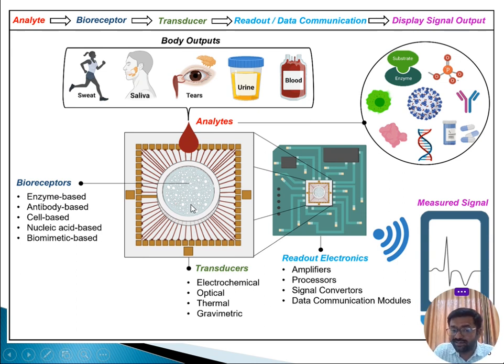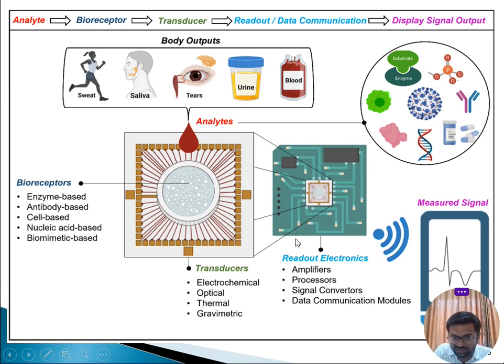After this, what exactly is required? Before I go for an electrical signal, I am supposed to convert the change in the properties of the bioreceptor into an electrical signal. That can be done by using what? A transducer: electrochemical, optical, thermal, or gravimetric transducer. They convert the change in the bioreceptor properties into an electrical signal. That electrical signal is usually weak in nature, so for that reason we may need an amplifier.